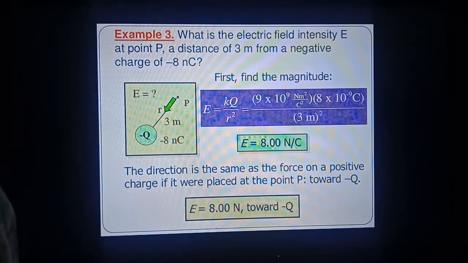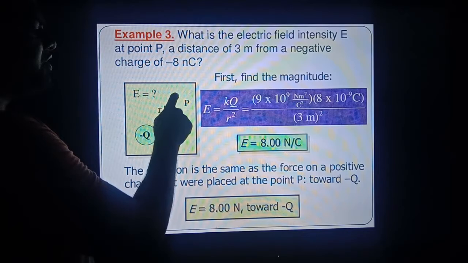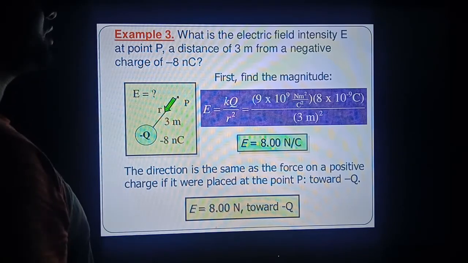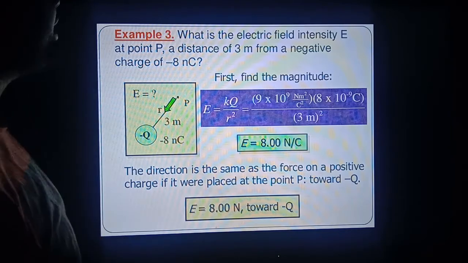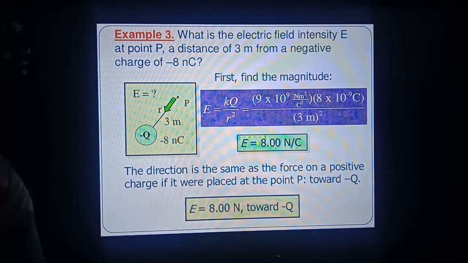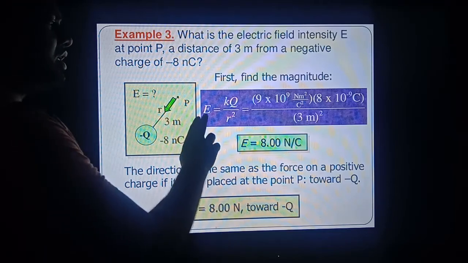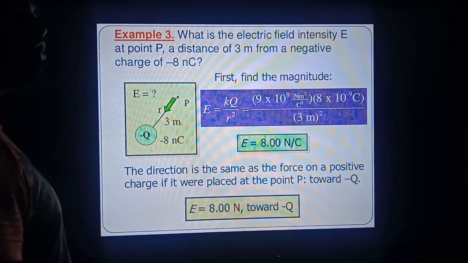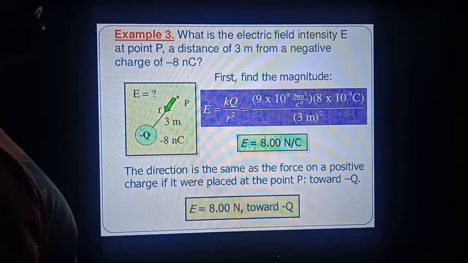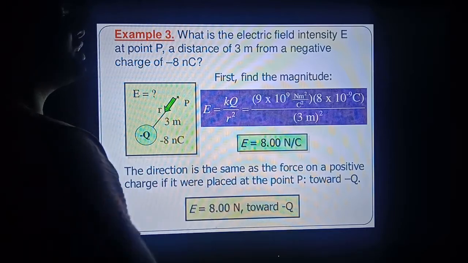What is the electric field intensity E at a point P? This is point P. We have to find the electric field intensity at a distance of 3 meter, this distance is 3 meter, from a negative charge of -8 nanocoulomb. Nano means 10 raised to power minus 9. So for E, here we will apply the formula. E is equal to 1 upon 4 pi epsilon naught, Q upon R square. Instead of 1 upon 4 pi epsilon naught, we will put K, and the value of K is 9 into 10 raised to power 9.